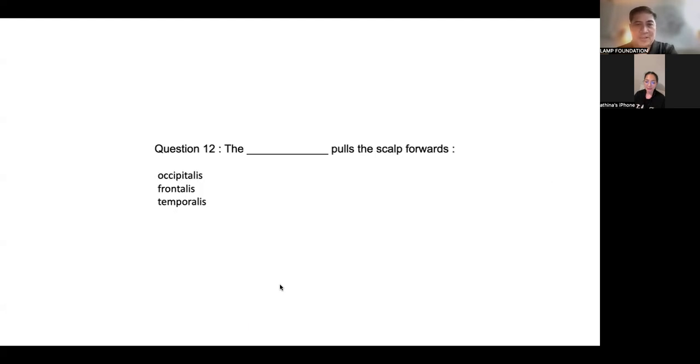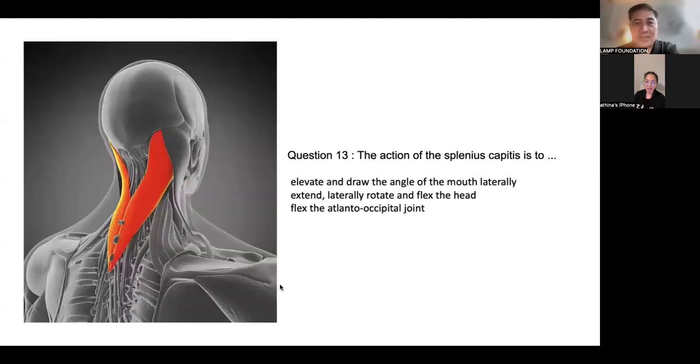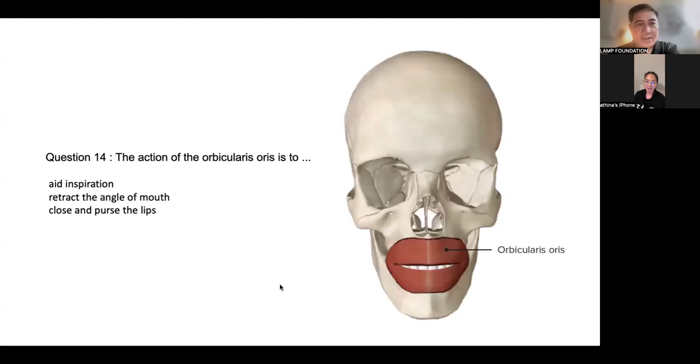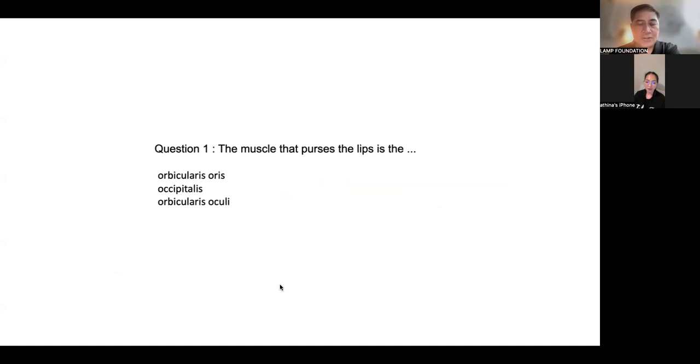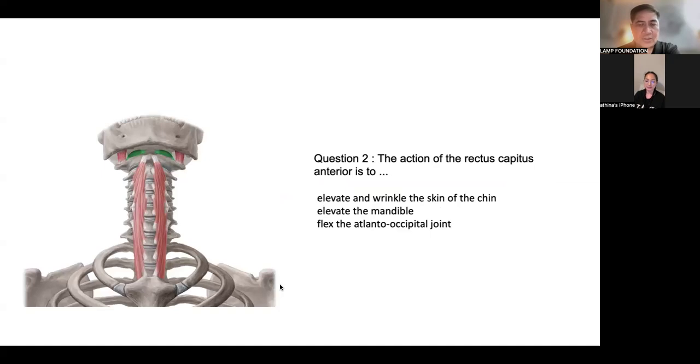The blank pulls the scalp forwards. The frontalis. Action of the splenius capitis is to extend, laterally rotate, and flex the head. Action of the orbicularis oris is to close and purse the lips. Action of the platysma. The platysma draws the lower lip inferiorly and posteriorly. Muscle that purses the lips. That's the orbicularis oris.